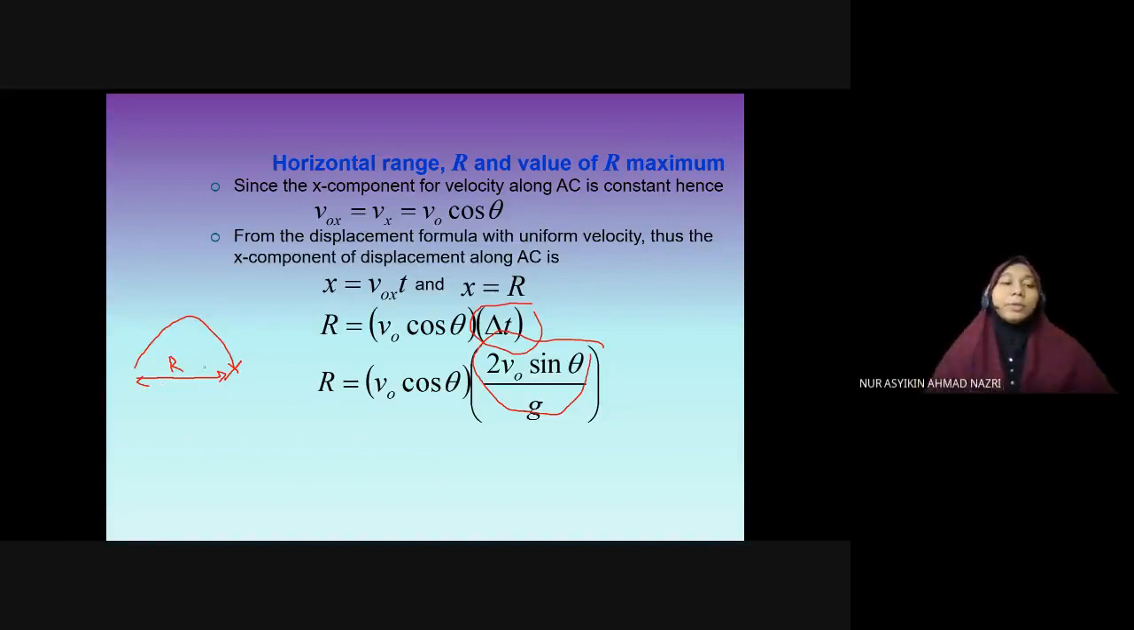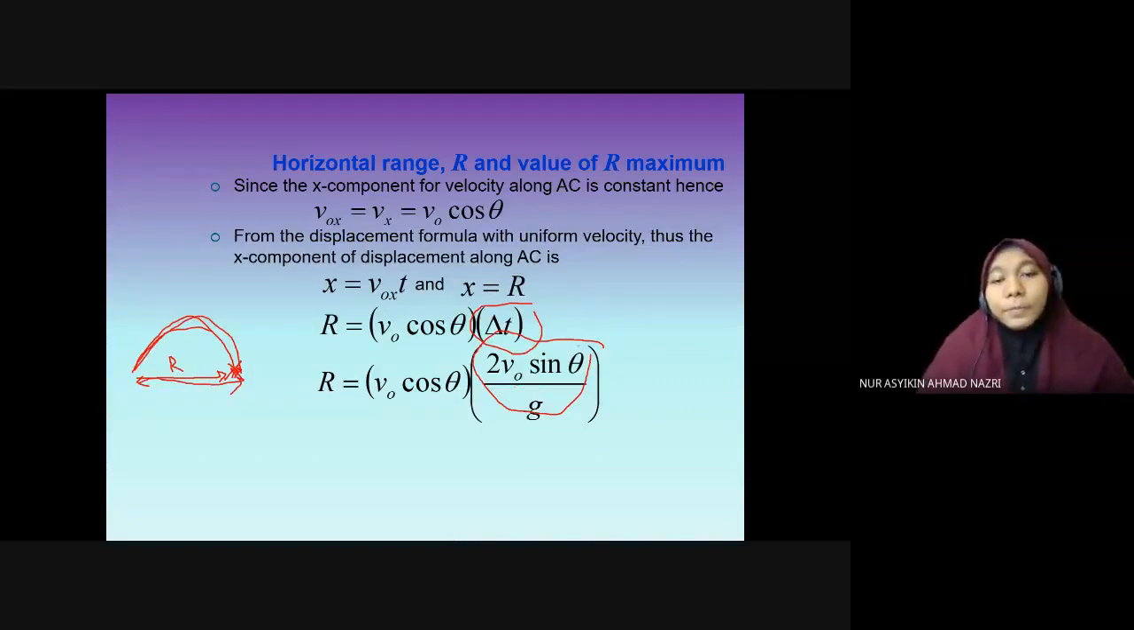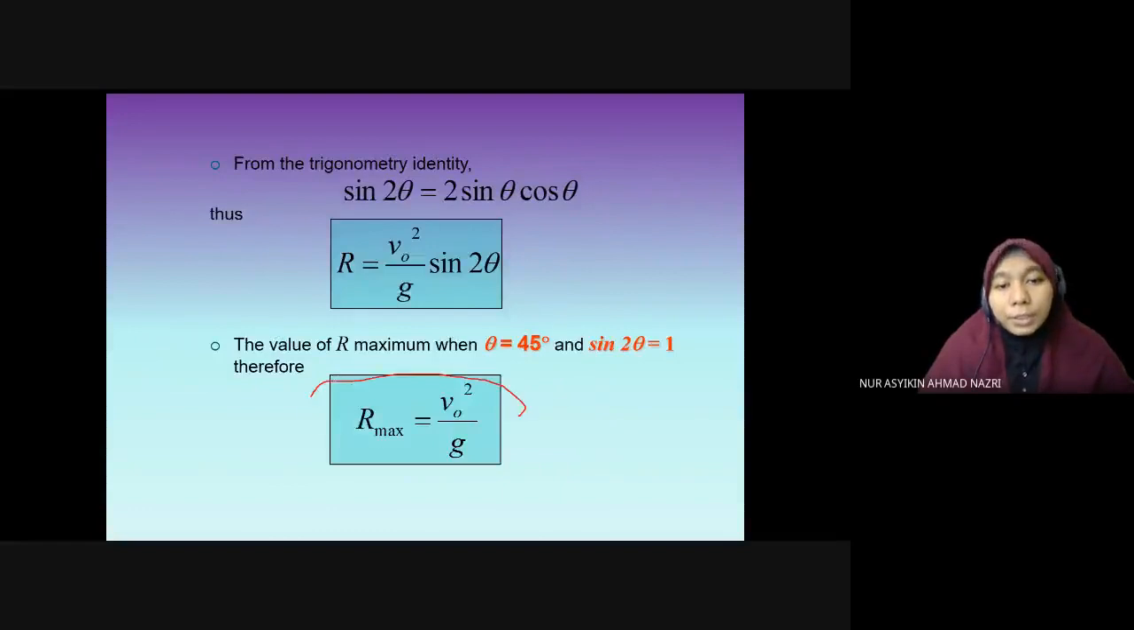So the time used here, the flight time, is for it to move up and then back down, covering this whole distance. So that's the explanation for the time, right? Here, simplified, it becomes this equation. Using trigonometry, we get this equation for the R maximum.